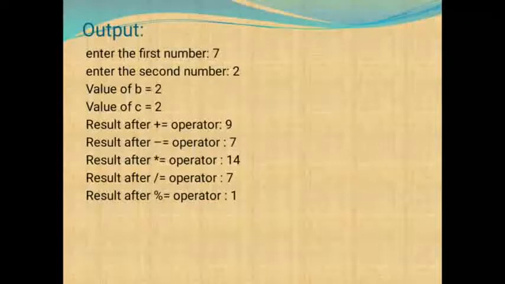Now coming to the last statement, implementing the shortcut modular assignment operator. The modulus symbol means it stores the remainder. So now the current value of A is 7 and B is 2. So 7 divided by 2, the remainder is 1. So this is the output.